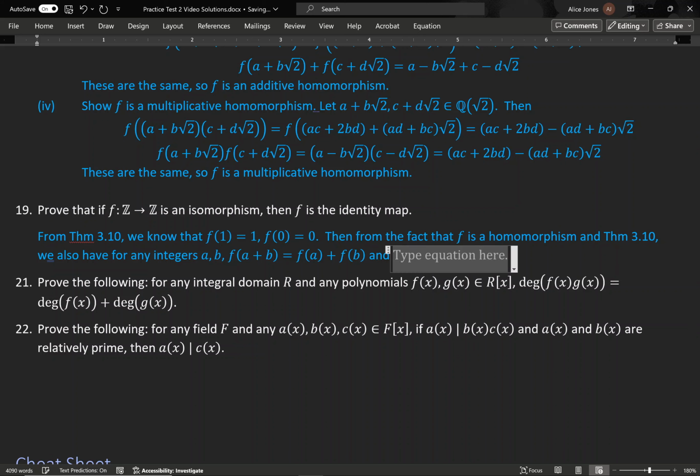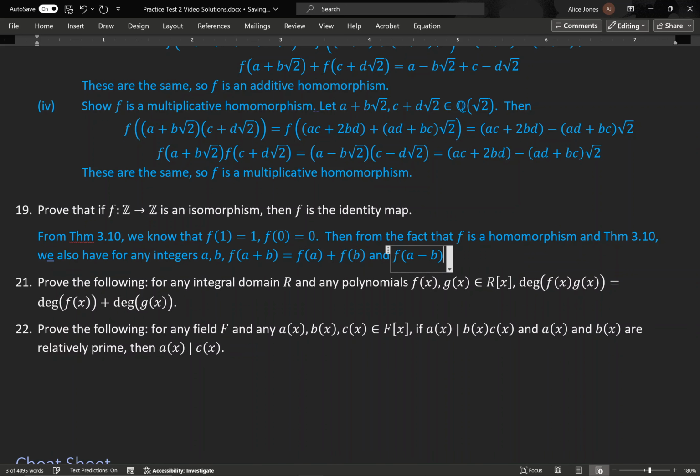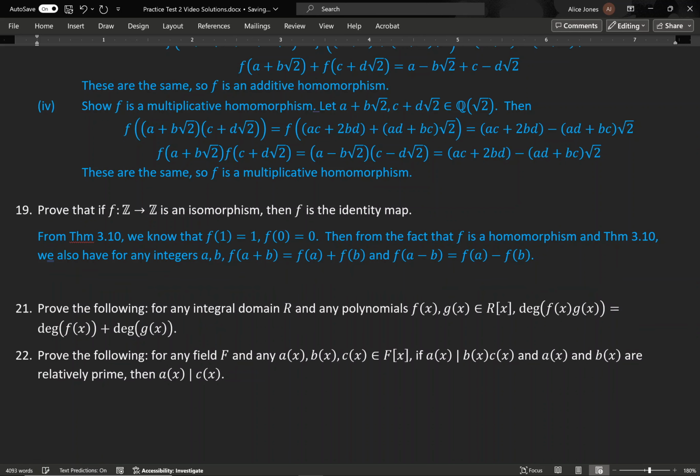and f of a minus b equals f of a minus f of b. Okay, so how are we going to use those to get what all the other integers map to is the following. So if we just plug in 1 and... Sorry if you hear motorcycle revving. Somebody thinks they're really important out there driving past my house.